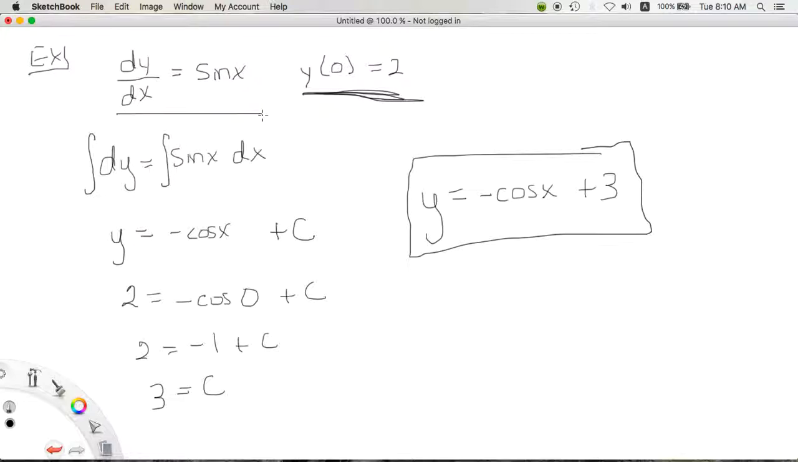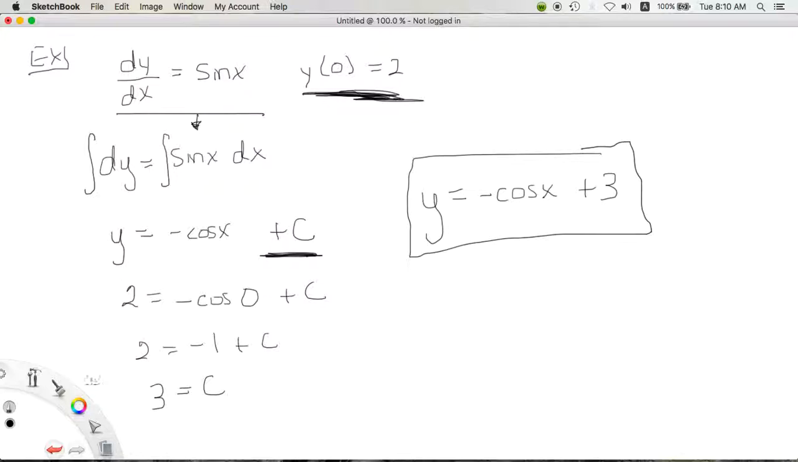So when you have a differential equation, you use your separation of variables and then take the integral of both sides, so you get your antiderivatives. Make sure you have that plus c there. Then you use your initial value so that you can solve for c, and that'll give you your equation.